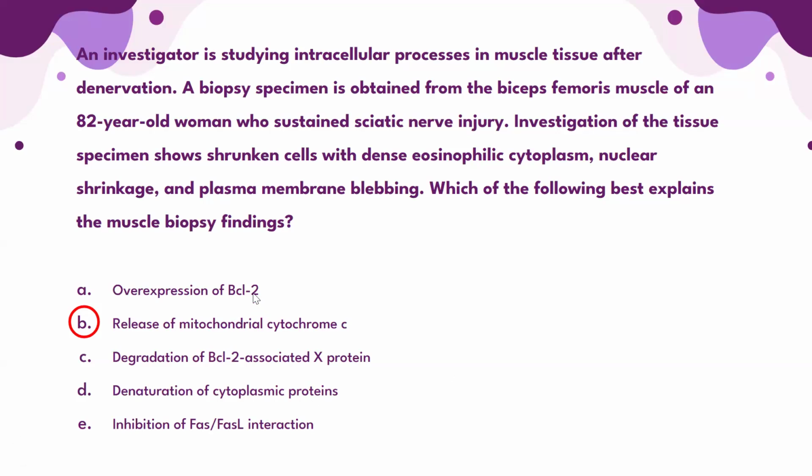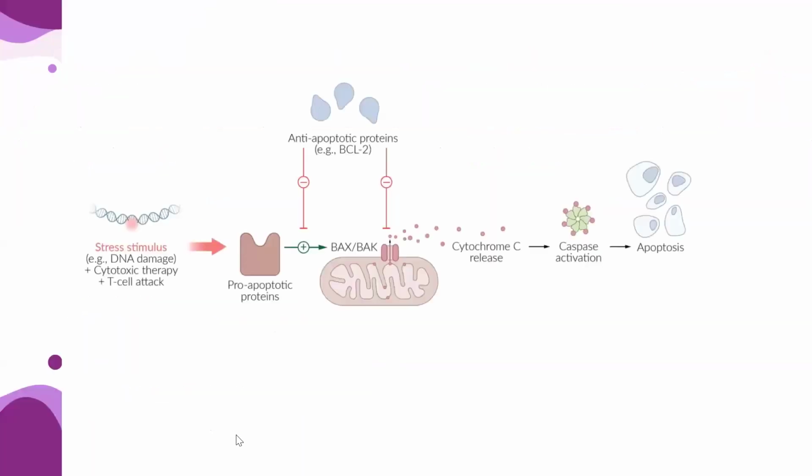Why? Because BCL2 is the one molecule that's responsible for inhibiting the release of mitochondrial cytochrome C. So overexpression of this molecule would actually be anti-apoptotic, which is not the answer. Degradation of BCL2 associated X protein, no, this wouldn't be the answer either. Denaturation of cytoplasmic proteins, inhibition of the Fas-L interaction. Again, Fas and Fas-L is the extrinsic pathway of apoptosis. By inhibiting this, it's anti-apoptotic, which definitely would not be the answer.